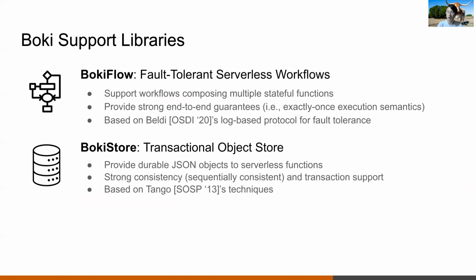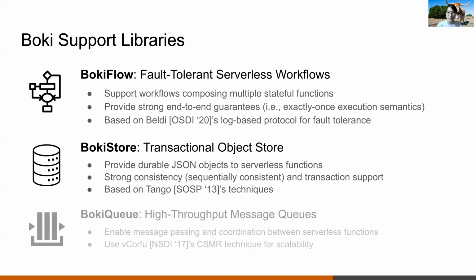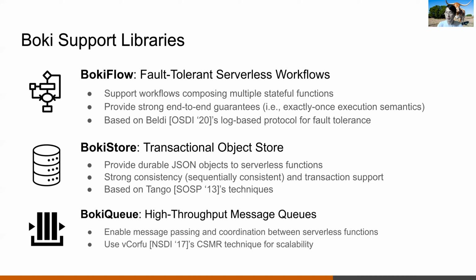The second library is BokiStore. BokiStore is a transactional object store for stateful functions, which provides objects that are modeled as JSON objects. BokiStore achieves strong consistency and provides transaction support. The last library is BokiQueue. It provides high throughput message queues for serverless functions. BokiQueue enables message passing and coordination between functions. They all leverage well-understood techniques, but still require some adaptation to work with the LogBook API.